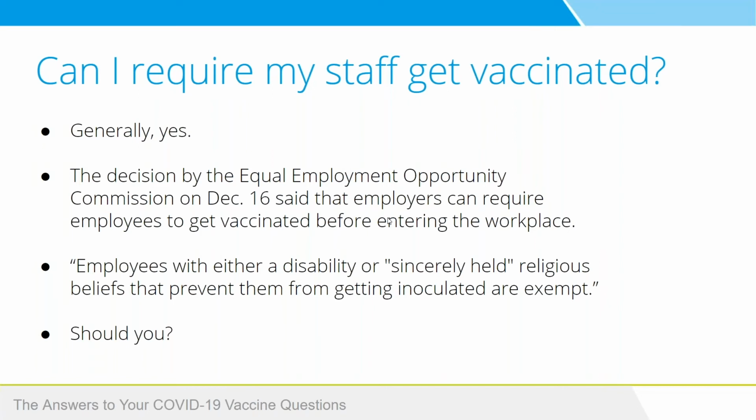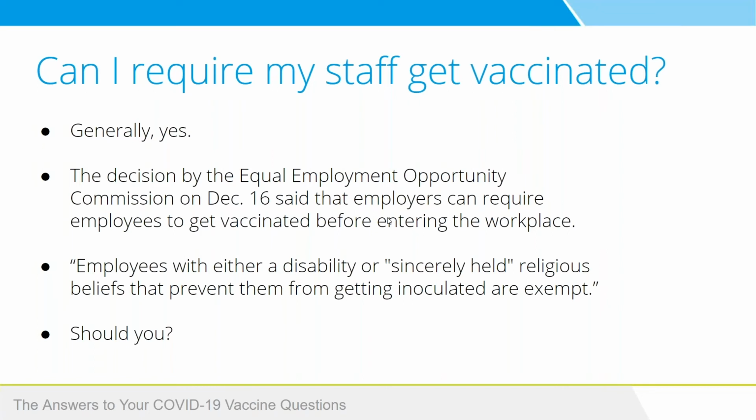On December 16th, the Equal Employment Opportunity Commission decided that employers are allowed to require employees to get vaccinated before entering the workspace, in terms of creating a safe environment. However, there are some caveats, and as with anything, there are ways to get exemptions. Employees who have a disability, and for COVID, those disabilities may mean things like allergic reactions where you can't get a vaccine, or any other physical reason your doctor says it's not okay for you to get vaccines, or who have a sincerely held religious belief that prevents them from getting inoculated, are exempt and can request accommodation through the ADA, the Americans with Disabilities Act.